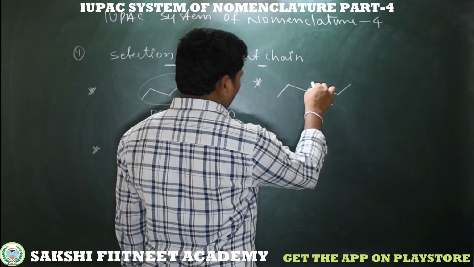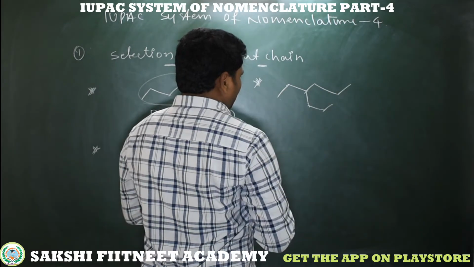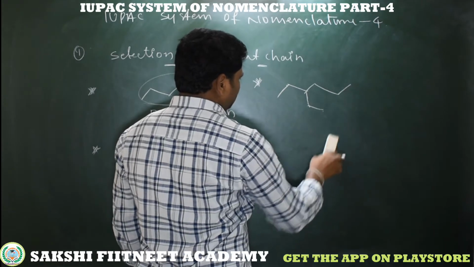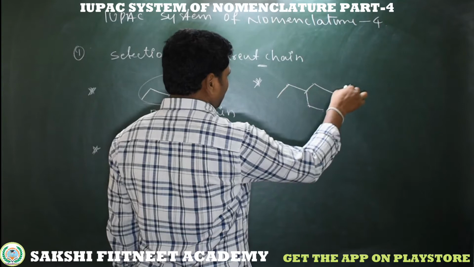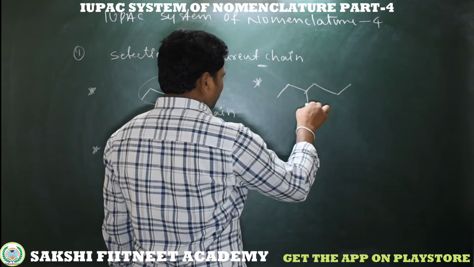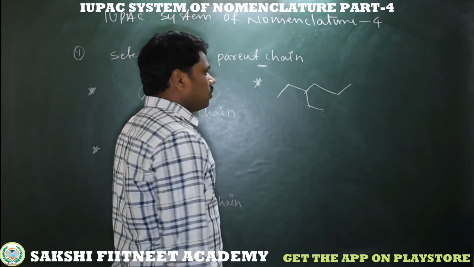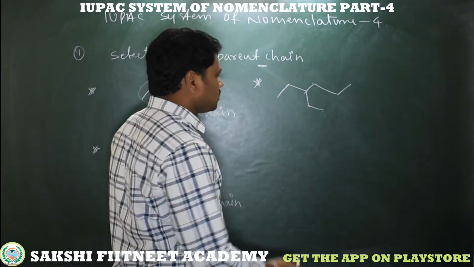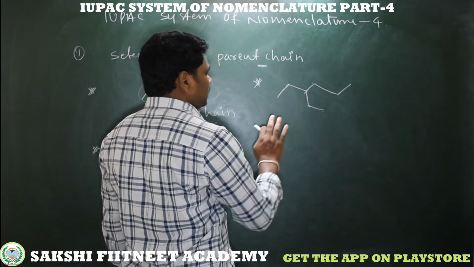I am taking another case. 1, 2, 3, 4, 5, 6. 1, 2, 3, 4, 5, 6, 7. Example, I am taking both the chains having the same number of carbons. 1, 2, 3, 4, 5, 6. 1, 2, 3, 4, 5, 6. Here we have this one path and this one path. Both have the same number of carbons. So you can select any one of them if the molecule is like this.